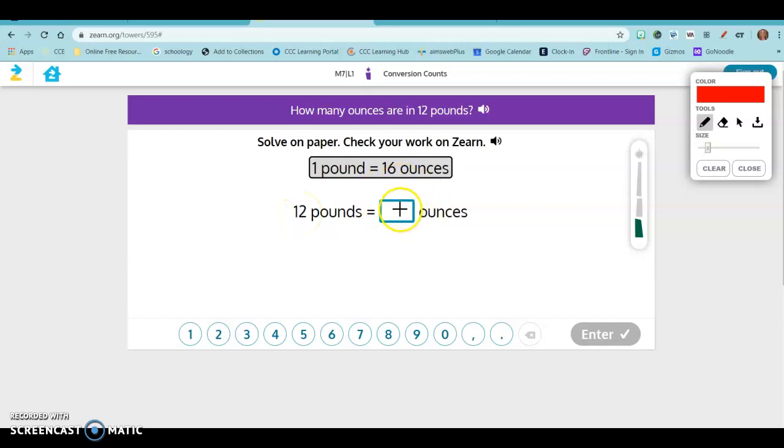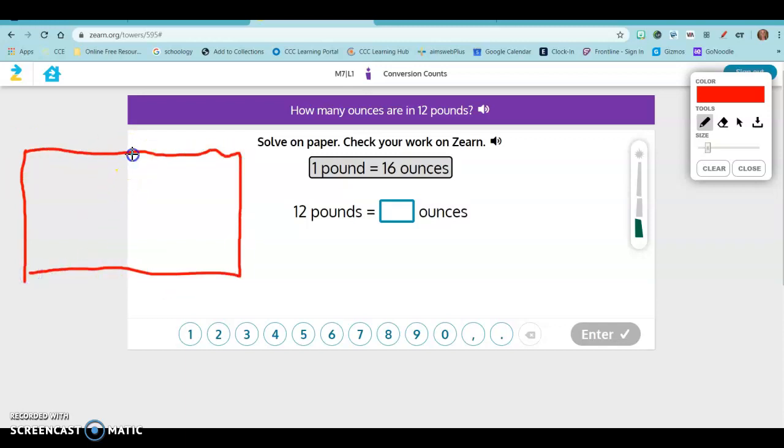So to figure out how many ounces are in 12 pounds, think again, if 1 is 16, then we're going to have to multiply 12 by 16 to figure out how many ounces there are. So you're going to have to think back to when we did multiplication and make your area model. And sorry, using this tool, this one may not be super clear, but I think you can get the gist.